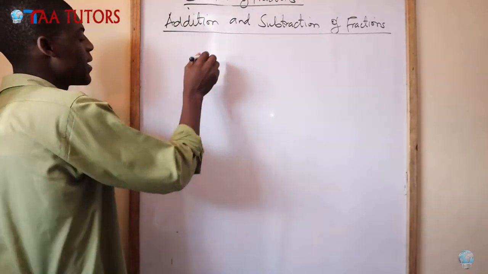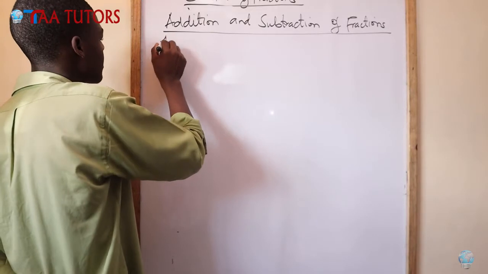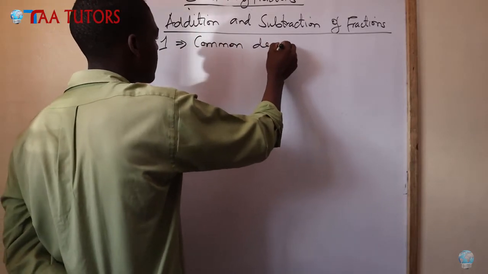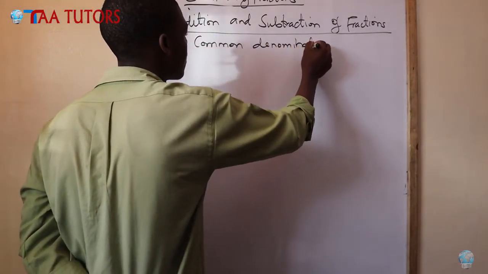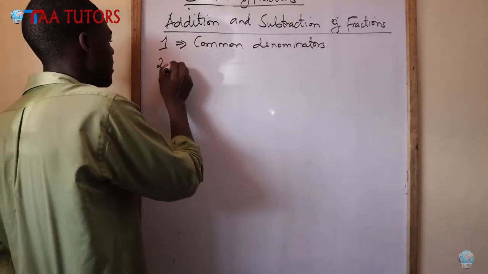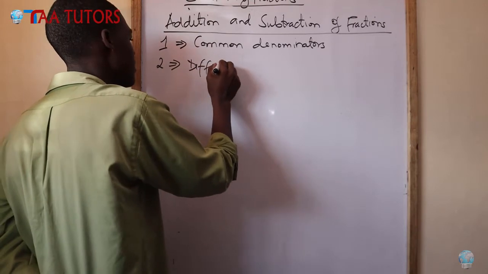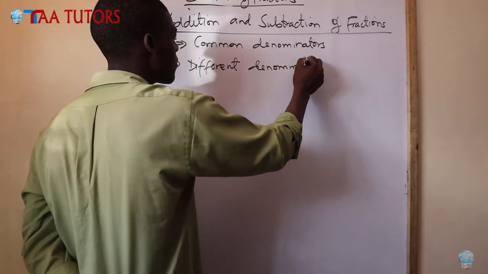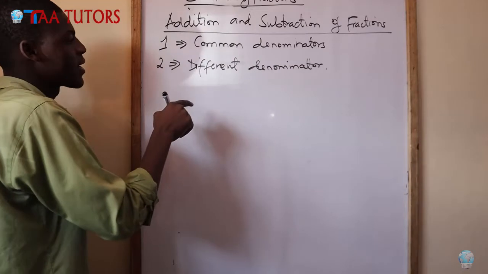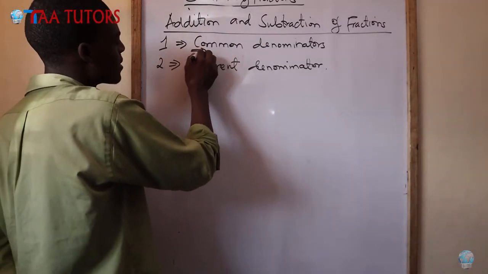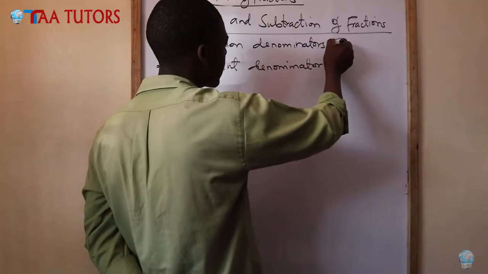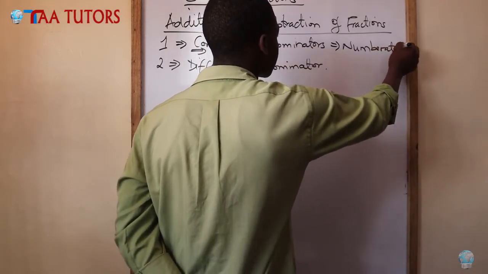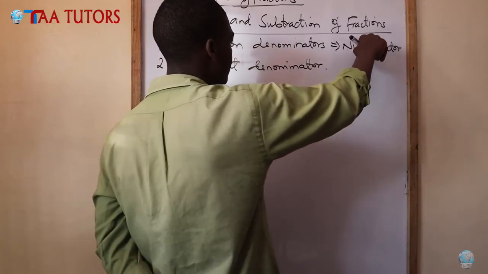Here, you will meet two cases. Now, the first case is when we have common denominators. And the second case is when we have different denominators. So to add or subtract fractions with common denominators, just add or subtract the numerator. Here we deal with the numerator since the denominator is common. We add or subtract the numerator.